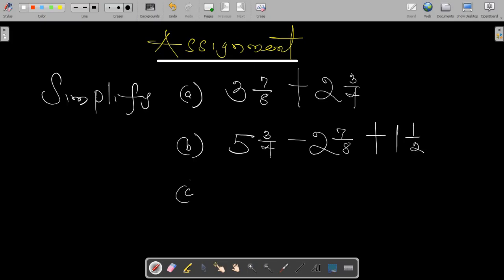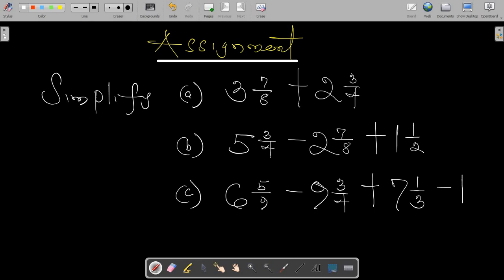Then the C part of the question, this one will be a bit long. We have 6 whole number 5 over 9, then minus 9 whole number 3 over 4, then plus 7 whole number 1 over 3, minus 1 whole number 5 over 6.